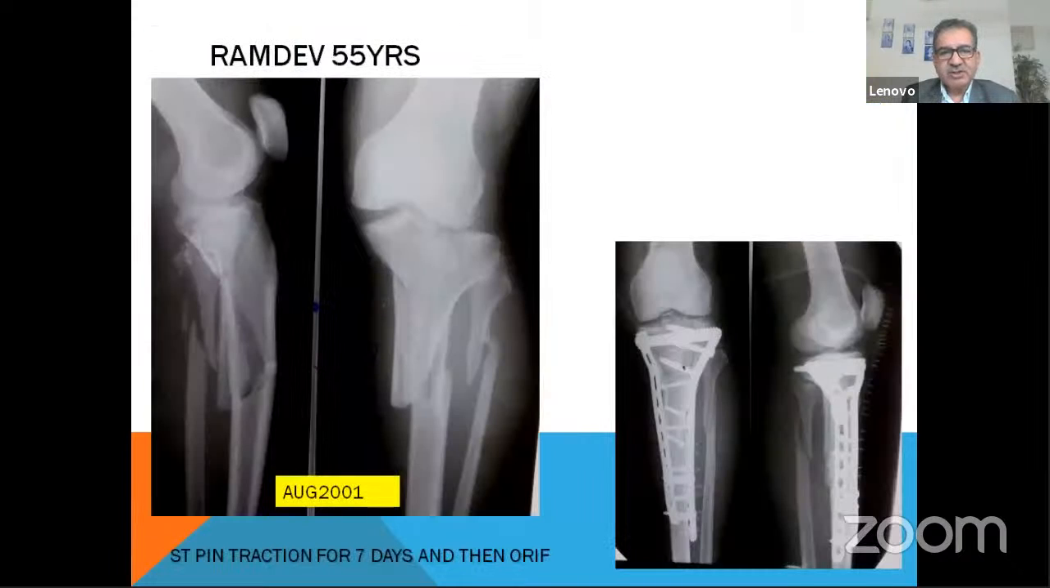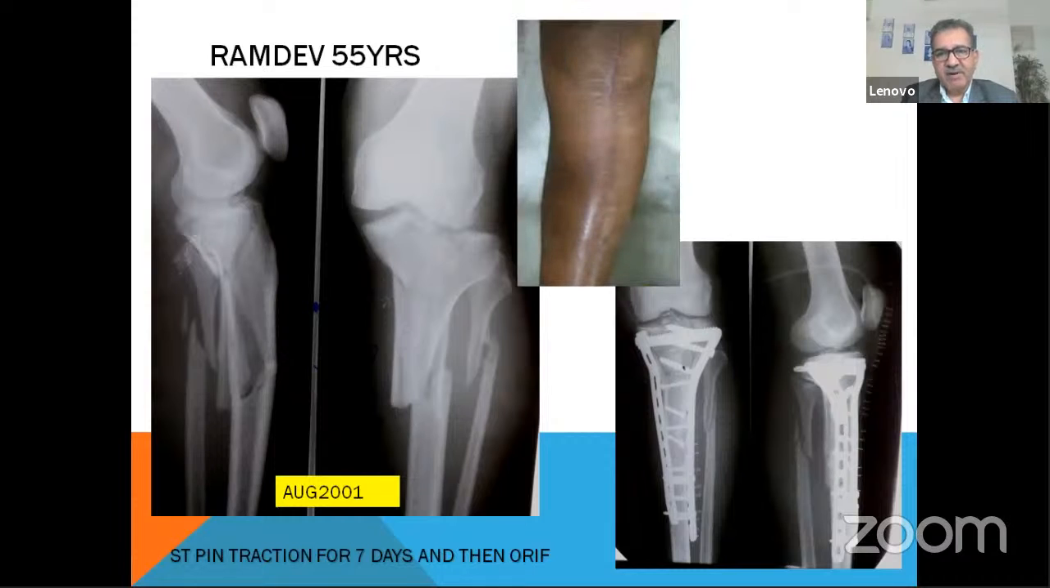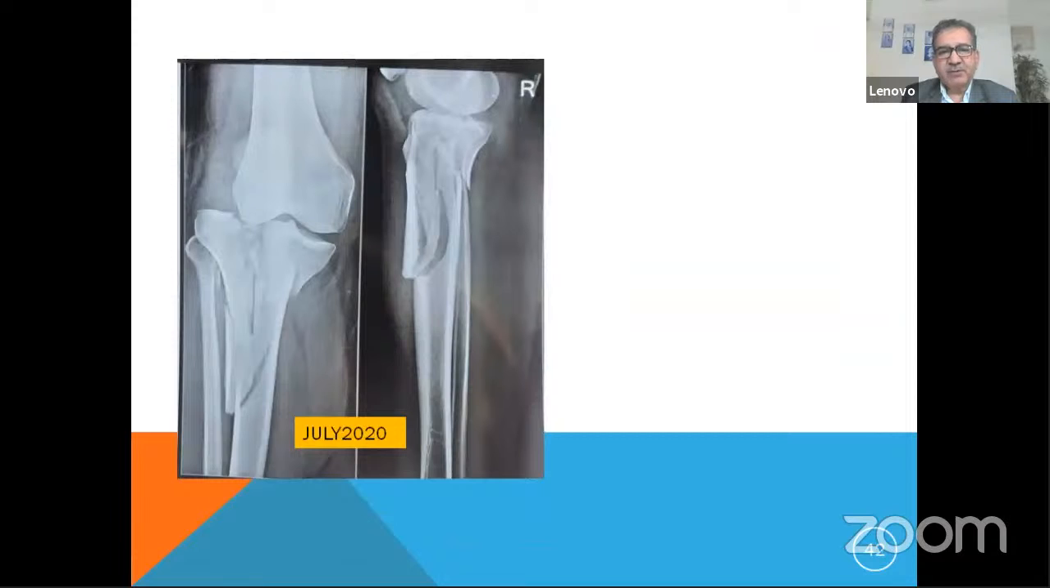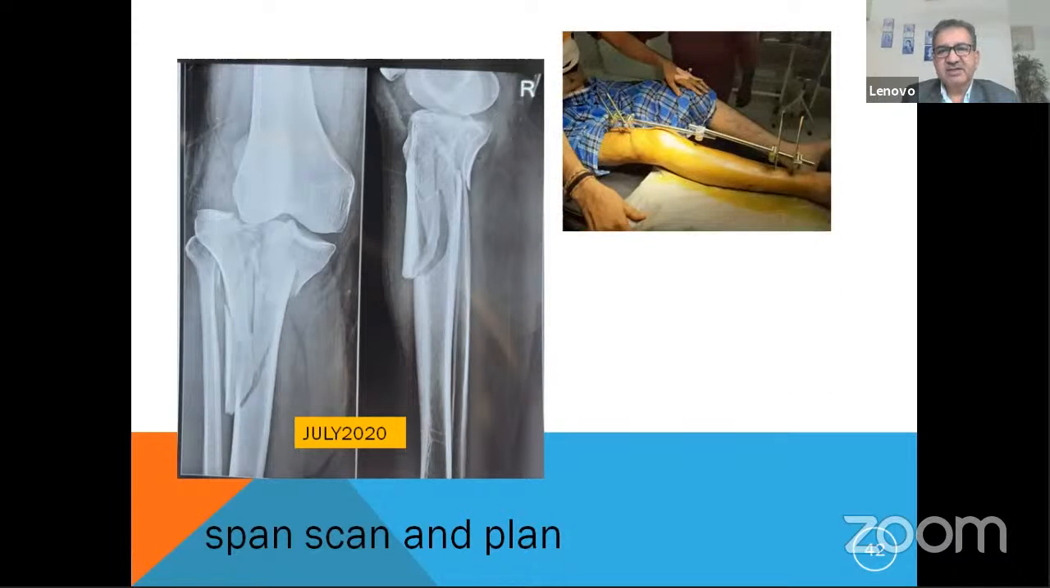This was in August 2011. At that time, we had to give just STP traction for 7 days and then operate. But now in July 2020, as sir was discussing, you span, scan, and plan. So the first is, I just put the external fixator as an emergency in my OT. So this patient comes, we first put external fixator. This is what is done.